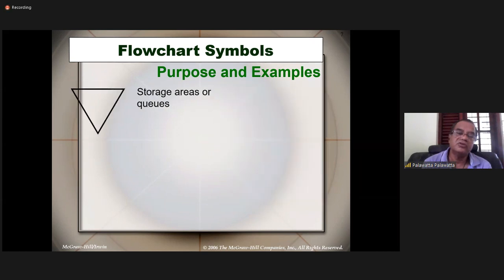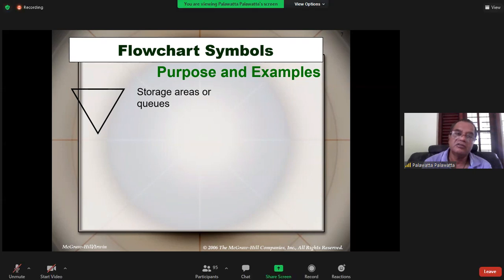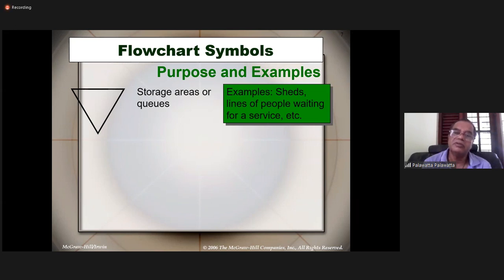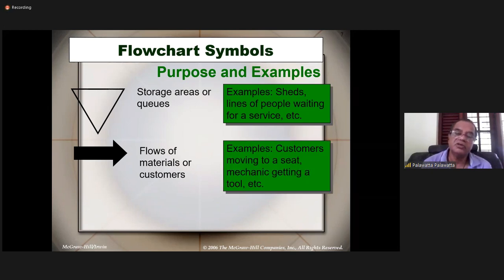Storage areas of queues, you denote by this type of triangle. Example, sheds, lines of people waiting for a service, etc. And then arrow is flows of materials or customers, or for that matter, movements. Example, customer we move into a seat, mechanic getting a tool, etc. These are flows of transportation.